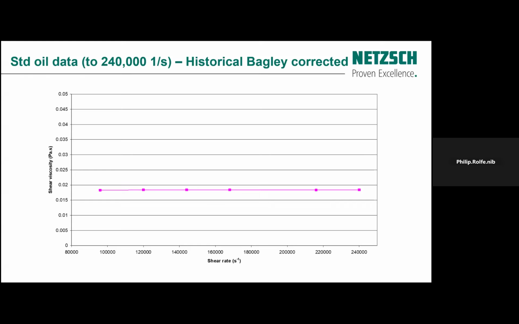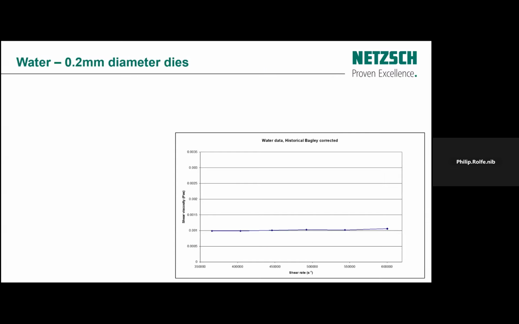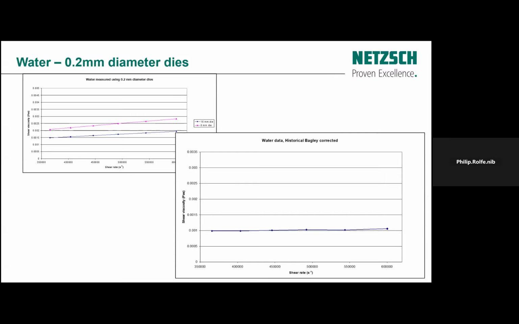This is another standard oil after Bagley corrected viscosity measurement, up to 240,000 from 100,000 reciprocal seconds. So this is nice that we can do these corrections and we can do the calculations. This is water using 2 different dies. So what I did is a long die and then a slightly shorter die. And if you deduct the shorter away from the longer, then you can correct. And you can see here I got viscosity of water up to incredibly high shear rates without any turbulence as well. So it is possible to get good data in a capillary at incredibly high shear rates.